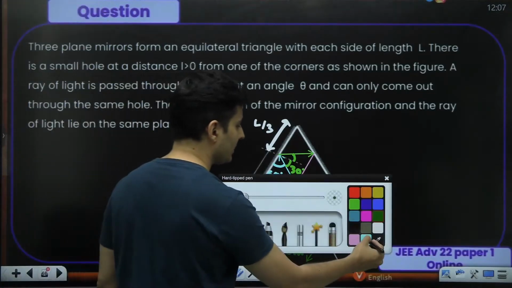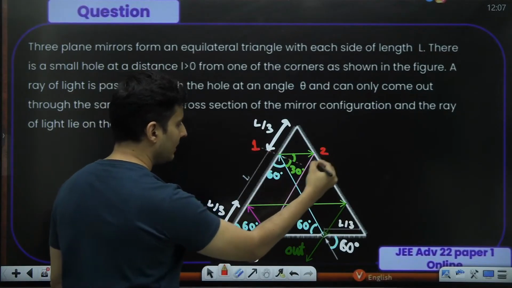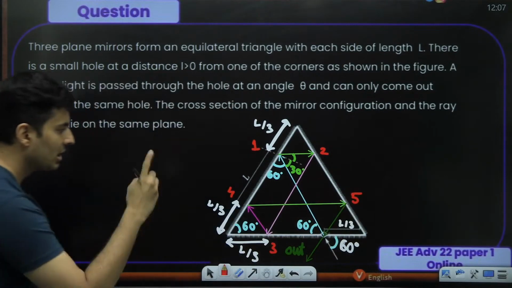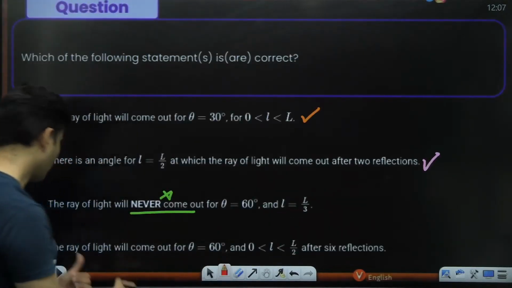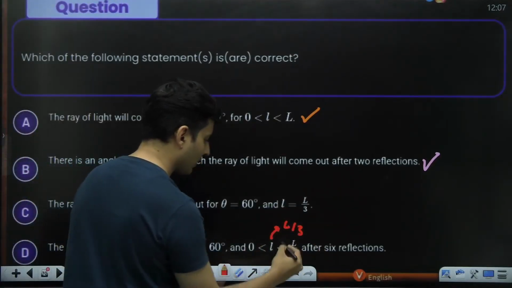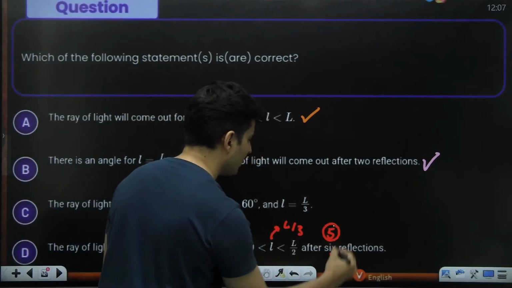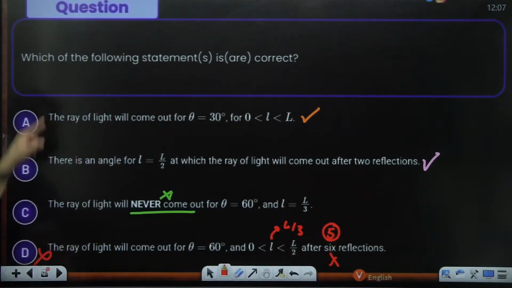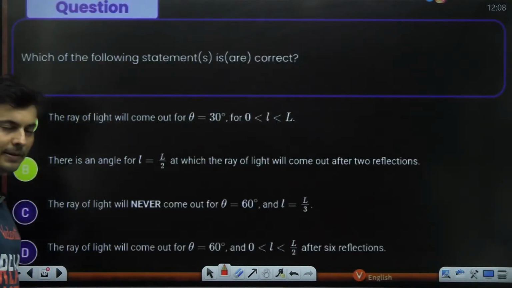Let's count the number of reflections. First reflection, second reflection, third reflection, fourth reflection, 5 reflections. So it is coming out after 5 reflections. So it definitely comes out. In fact, this L is L by 3, which is less than L by 2. But this word is wrong. It should be 5. So this D option is also definitely incorrect. So A and B seem to be the right answer. Yes, A and B are the correct answer.